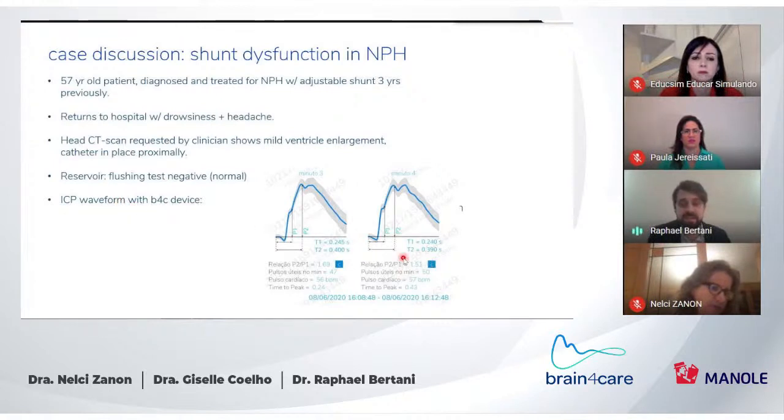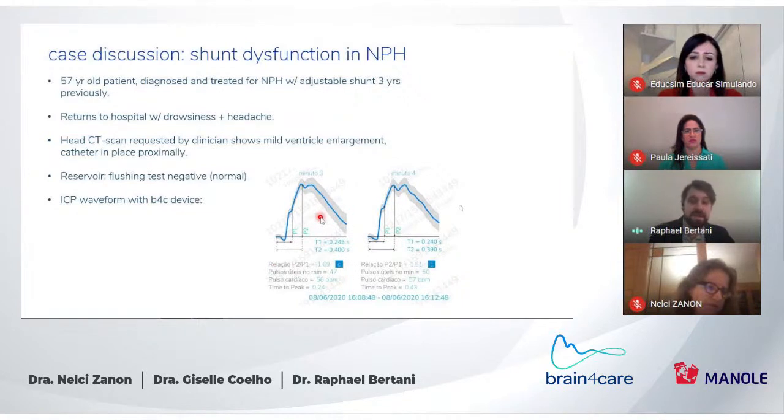And we see this waveform. We see P2 is clearly bigger than P1, and we have a 1.7, 1.5 ratio, which we consider to be pathological. I'm sorry for this being in Portuguese. It's just that the software is in Portuguese, so there's not much we can do. But still, we look at this waveform.